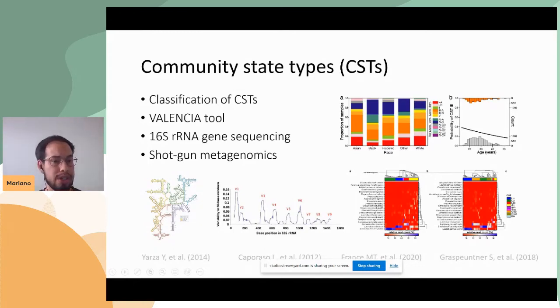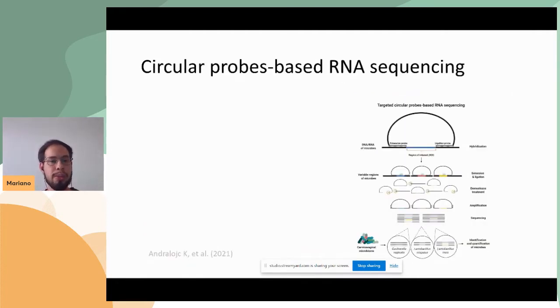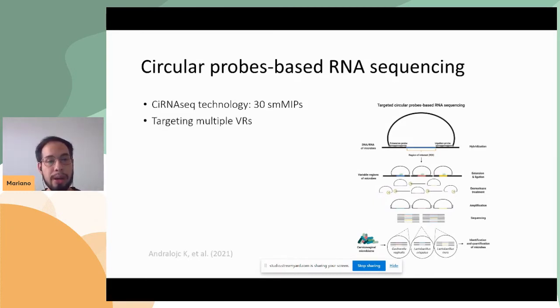So there are also other technologies for microbiome profiling, like shotgun metagenomics, but this technique is quite expensive and requires specialized skills for the analysis. So to overcome this, we developed a technique called circular probe-based RNA sequencing, or ciRNAseq, which employs SMIPs, or single molecule inversion probes, that are able to target specific microbial species and profile the microbiome. With this technique, we target multiple variable regions of the 16S ribosomal RNA gene, and with this, we are able to get to species-level annotation of microbes.